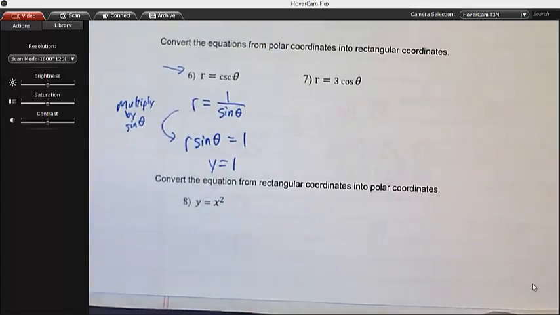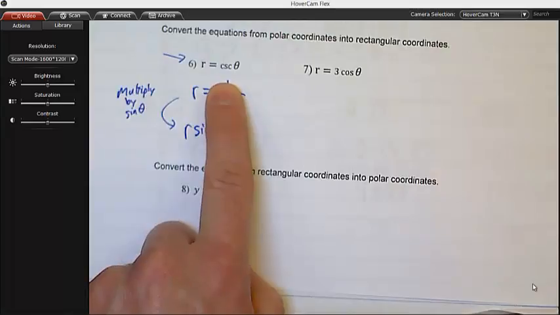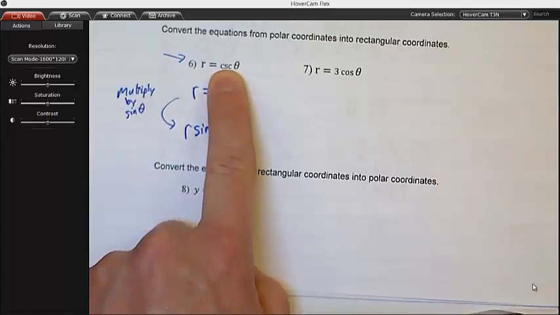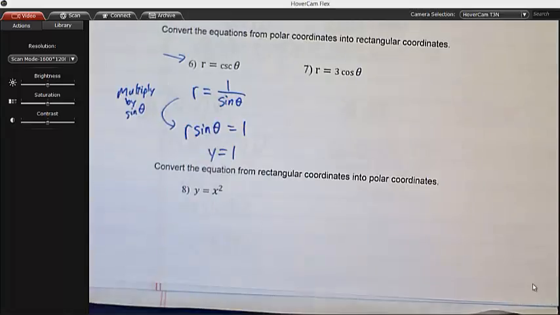Now, if you use your graphing calculator, how would you type that in? You don't have a cosecant button. Well, I guess you could type in 1 over sine of theta, and it should have given you a horizontal line at y equals 1. Okay? So you should see that.